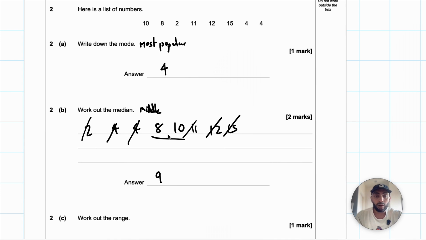If you have 2 numbers that are quite far away and it's a little bit difficult to find what the middle is, you add them both together and then you divide it by 2. So you're just finding the mean of those 2 numbers. So that'd be 18 divided by 2, or 9.